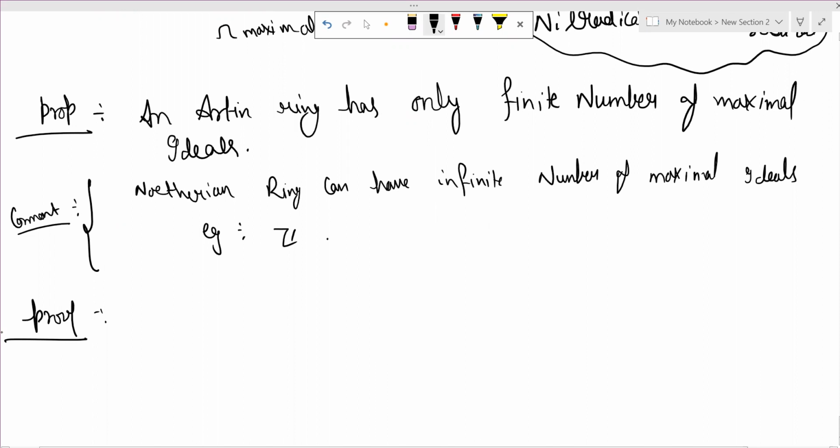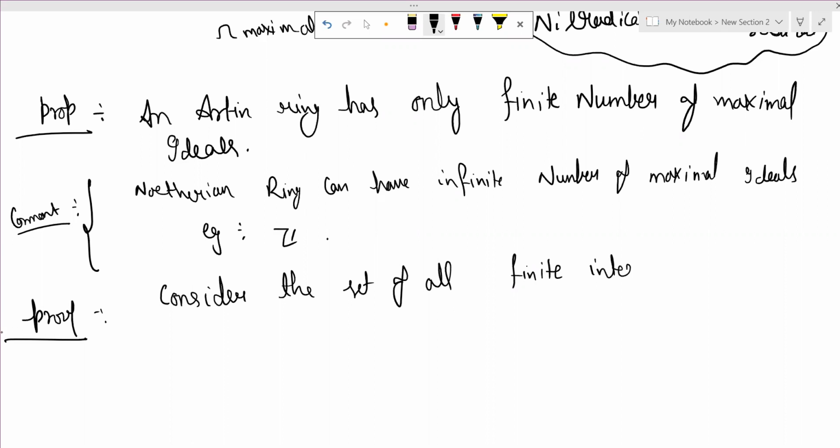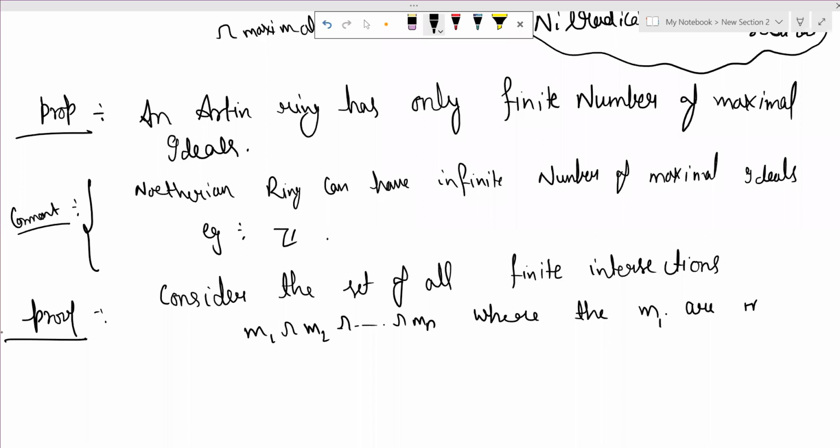Consider the set of all finite intersections M1 intersection M2 intersection ... intersection Mn, where the Mi are maximal ideals.